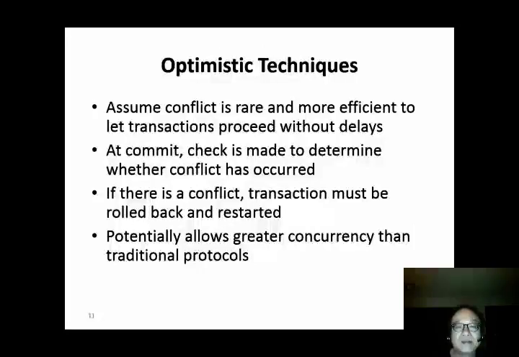Again, the concurrency control techniques are used to maintain data integrity. The optimistic concurrency control techniques are commonly used for applications that have a lot of read operations, but very few write operations. With the optimistic concurrency control techniques, we assume things are just fine. We don't need to worry about conflicts.